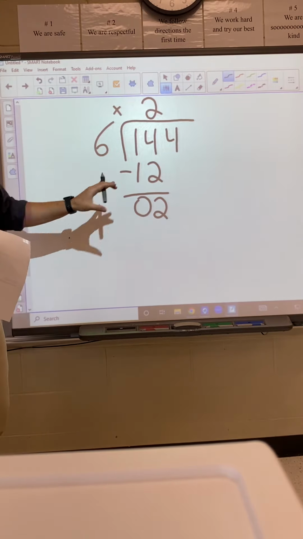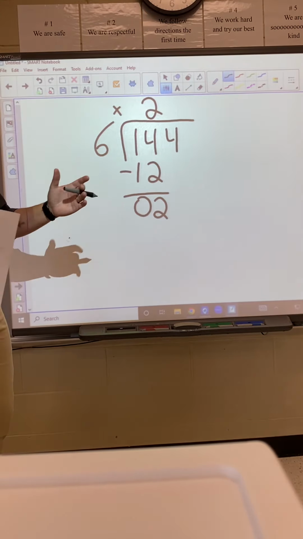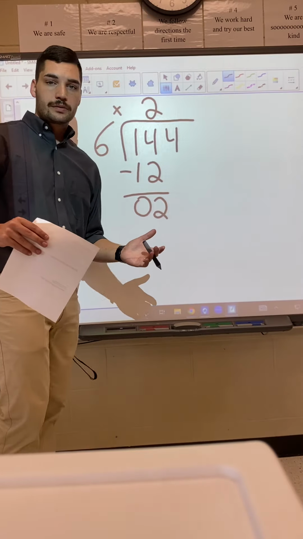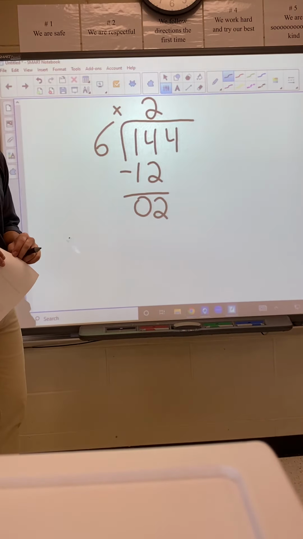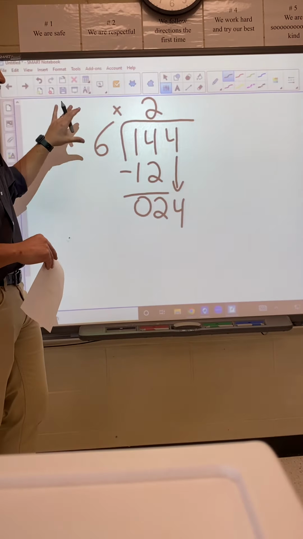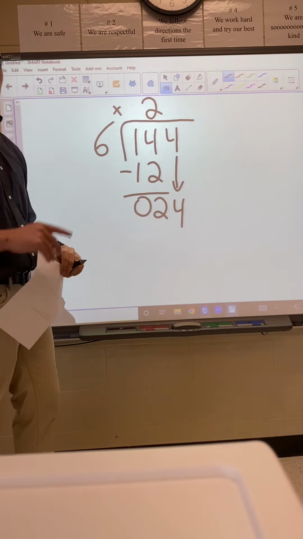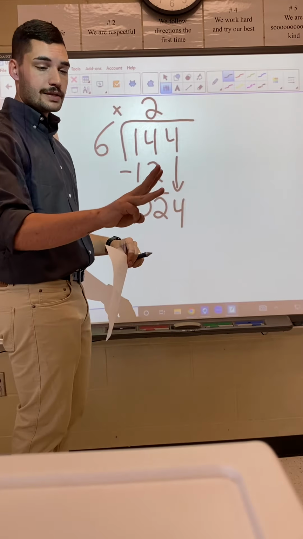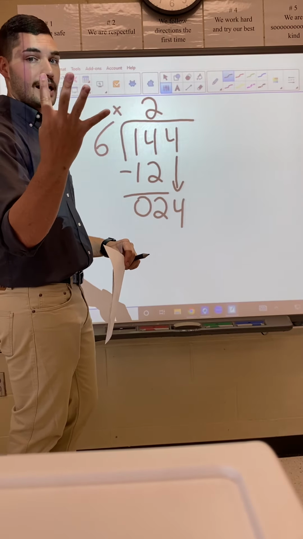Can 6 fit inside of 2? I agree, it can't. So what should we do next? Nice job. I would bring down that 4 as well. So now we're looking at how many times can 6 fit inside of 24. So we got 6, 12, 18, 24. It could fit in there how many times?